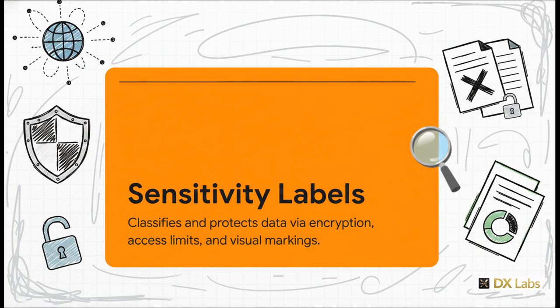The first major tool here is sensitivity labels. These let organizations classify and protect data. An admin might create a sensitivity label called confidential legal. If a user slaps this label onto a Word document, that document is automatically encrypted, restricted so only the legal department can open it, and stamped with a big confidential watermark. It protects the data whether it's sitting safely on a hard drive or being emailed halfway across the globe.